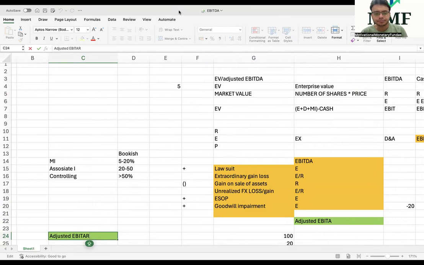I am sure that you guys learned something new, especially about the EBITDA and the adjusted EBITDA concept.